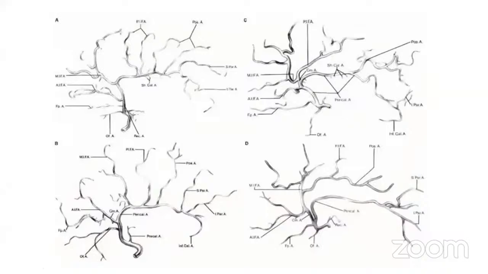So here's the schematic diagram of the anterior cerebral artery. Here you can visualize its cortical branches being given off. In this diagram you can visualize the anterior cerebral artery giving the anterior communicating artery, and from there you can visualize the callosomarginal artery being given off in front.